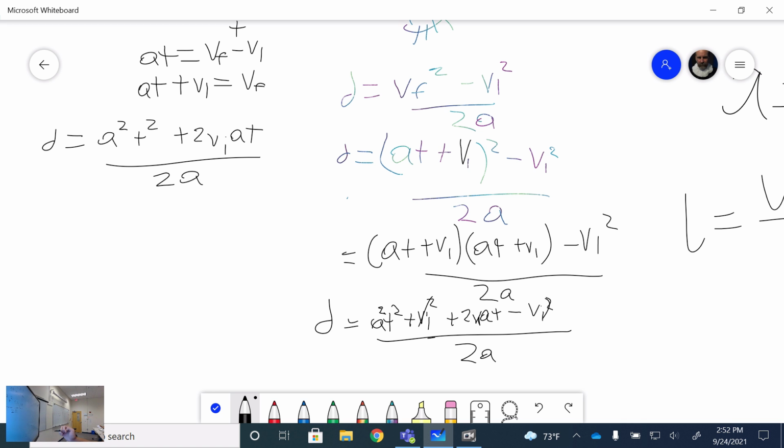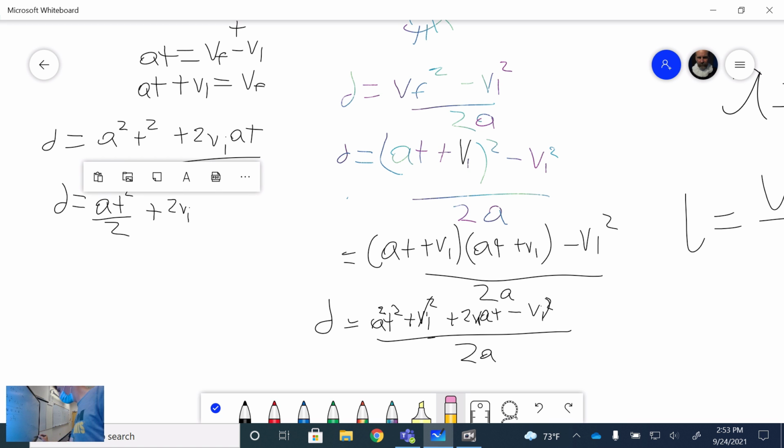You could take the a out, right? So let's do the first term. If we do the division out, D is equal to a squared t squared over 2a, which is at squared over 2. And now we're going to add to that 2Vi at divided by 2a. I can get rid of this too, right? Yeah, you can.